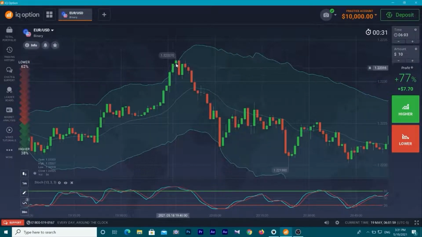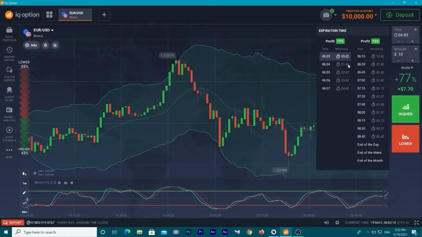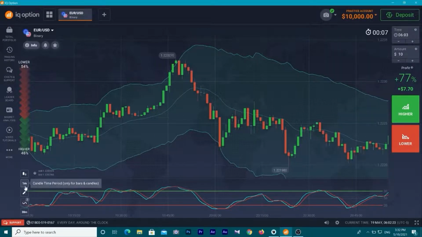Here, you can see exactly from this Keltner channel that it has broken above the upper line. It was in our overbought area, the cross occurred, and we can see that a decline followed. Whenever such a condition occurs, as soon as the cross happens on the stochastic, we enter a 3-minute trade. Our time frame is set to 1 minute, but the trade expiration time should be 3 minutes.